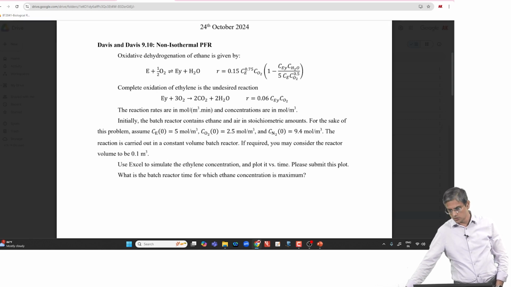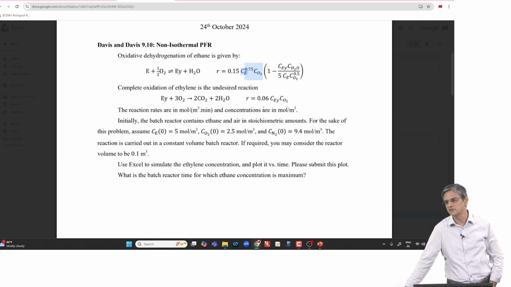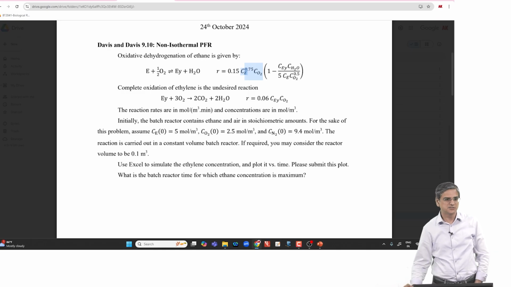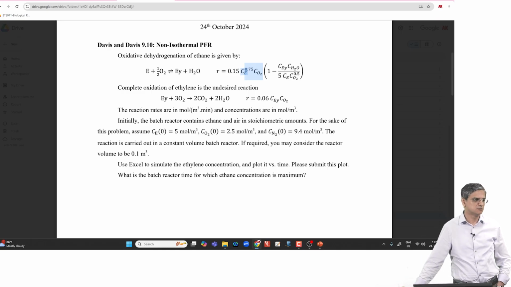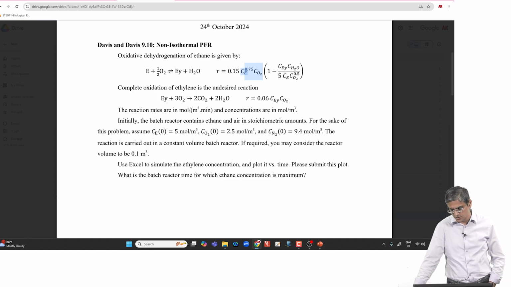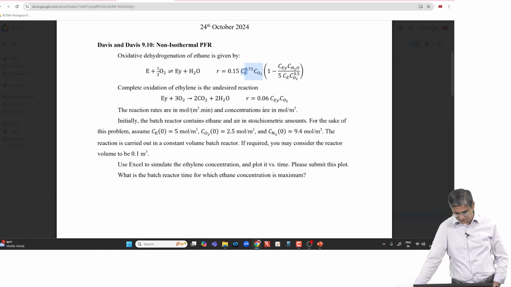system. So, this particular mechanism is for vanadium type of a catalyst. Again, this term is actually a Langmuir-Hinshelwood term. It is not a power law term, it is a Langmuir-Hinshelwood term. I have just arbitrarily replaced it with a power law term, just to make things not very complex. Okay.